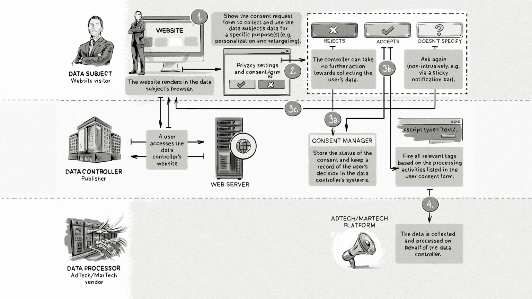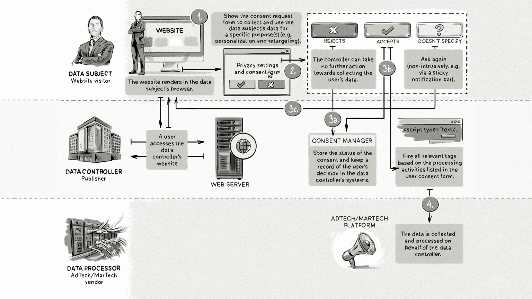The second possible outcome is that the data subject accepts the data processing activities, in which case the website records the data subject's consent status and then fires the respective tags based on the purposes the user consented to, and then the data is passed on to the relevant data processors, for example AdTech and MarTech platforms. Now, it's quite possible that the website has multiple marketing technology vendors that will be processing data on behalf of the website for each given purpose.